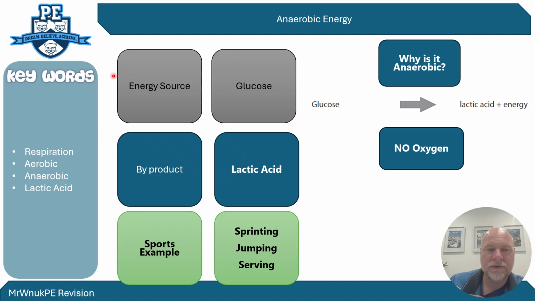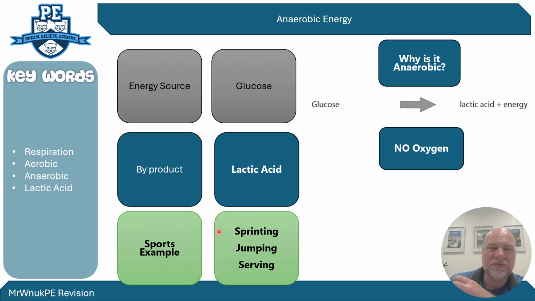Again, if we look at what the energy sources are, which could be a question on its own, could be a table and fill in the gaps, the energy source is glucose. Now remember what I said, if it's asking for both anaerobic and aerobic, use glucose or glycogen for the anaerobic one, and then use fat for the aerobic one. The byproduct is lactic acid. So that burning pain in your muscles that builds up, that's lactic acid.